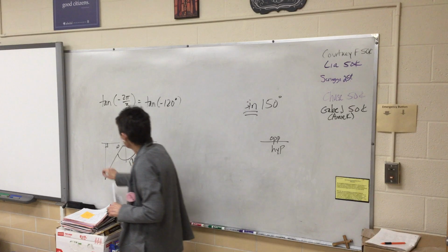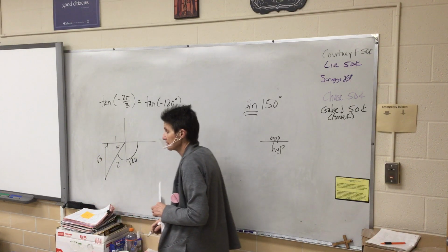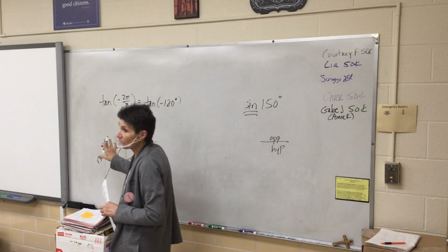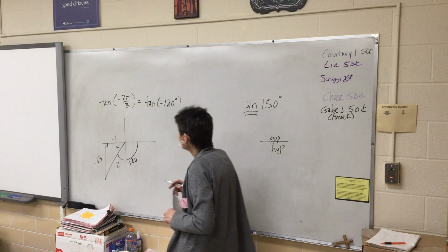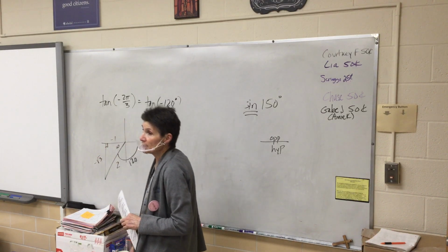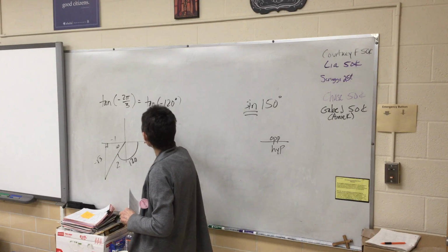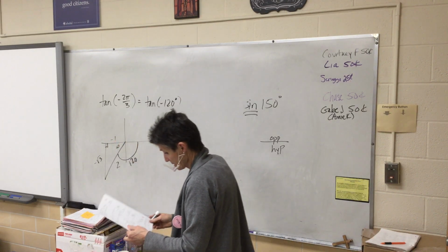So I got a root 3, a 1, and a 2. Those are the sides of my 30, 60, 90. I am in quadrant 3 though, so these are both going to be negative. And I want the tangent, which is opposite over adjacent. So even if you forgot the negatives, you'd be okay because they cancel out for the tangent.